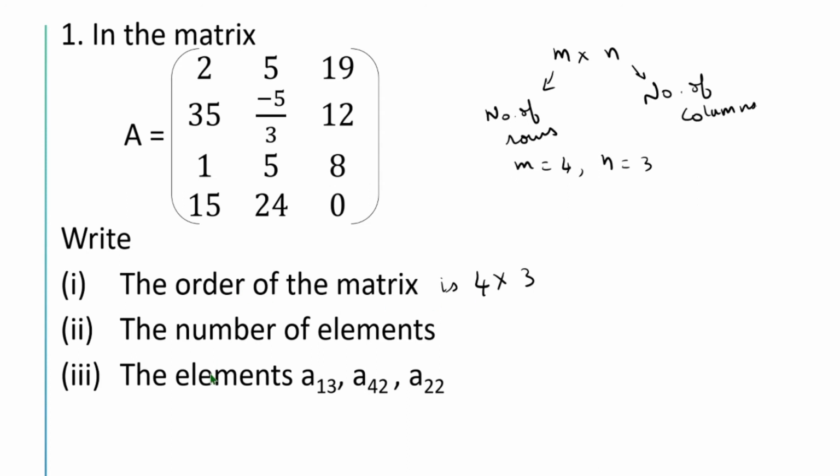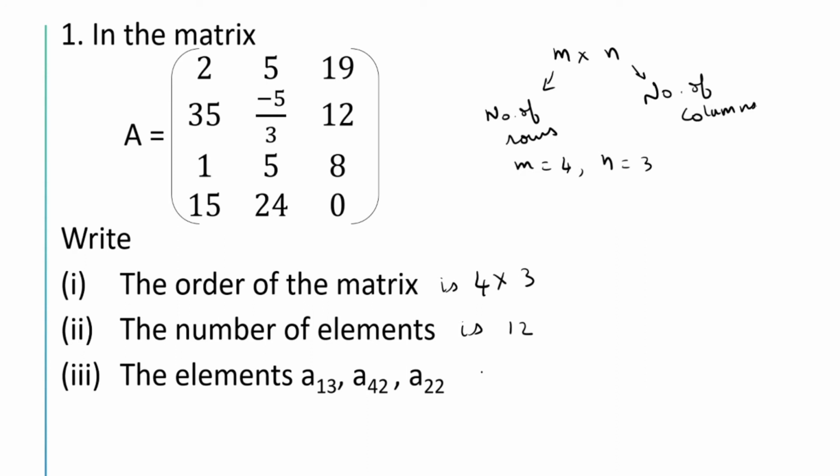Then the number of elements in the matrix. Here it is a 4 by 3 matrix, so the number of elements will be 12. So the number of elements is 12. Then we have to write the elements A13, A42, A22.